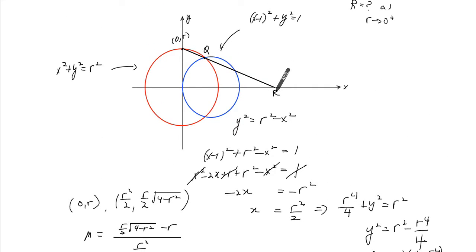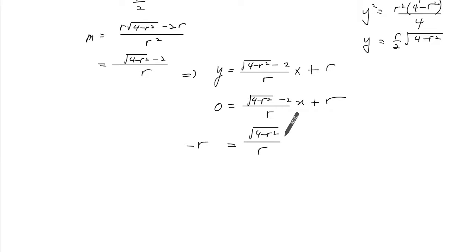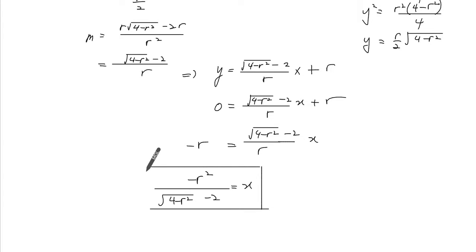Now the big R here is the x-intercept. So it's when this y here is set to 0, we solve for x. So that's how we find the x-intercept. So let's bring that over, you get minus r. Okay, so you can multiply both sides by r, you get minus r squared, and divide both sides by that. So that's what x is equal to. And this right here is equal to the value of big R.